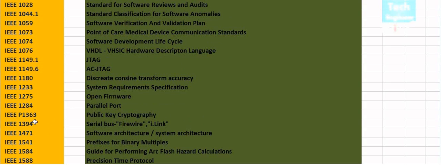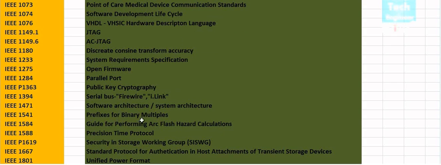IEEE P1363 is public key cryptography. IEEE 1394 is serial bus, known as FireWire or iLink. IEEE 1471 is for software architecture or system architecture. IEEE 1541 is prefix for binary multiples. IEEE 1584 is the guide for performing arc flash hazard calculations. IEEE 1588 is for precision time protocol.